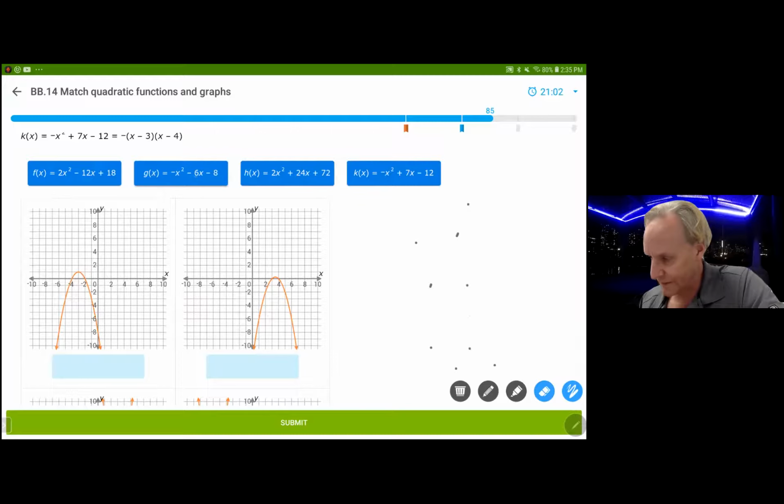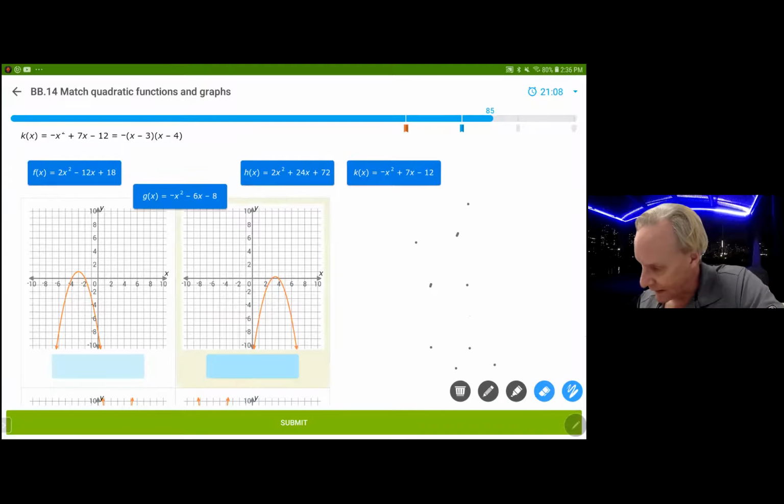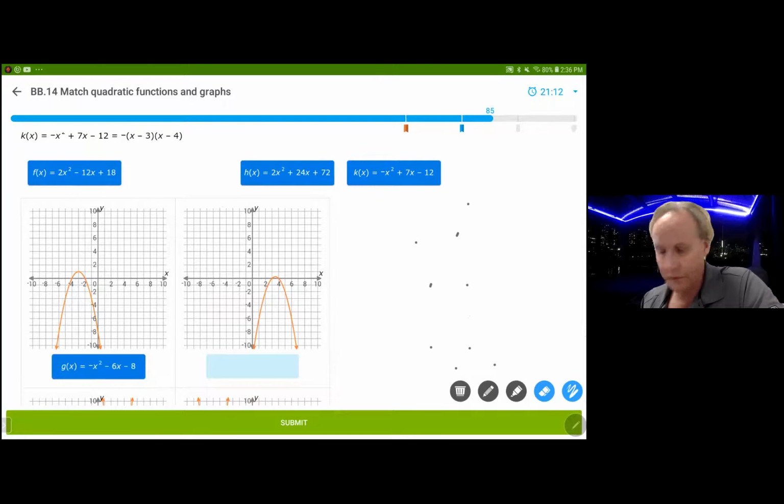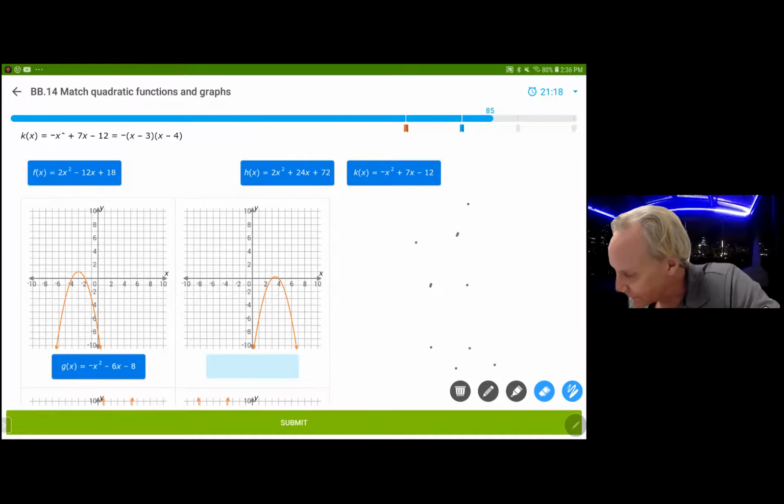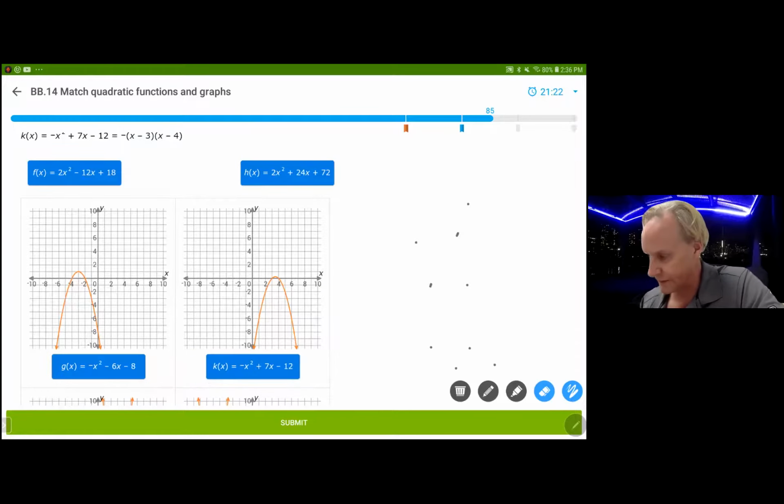So one of them is this one right here with the -x squared. Now this one has an 8 at the end, so -2 and -4 are my zeros. This one has zeros at 3 and 4, which means that 12 is the only possibility. And of course, they're both going down.